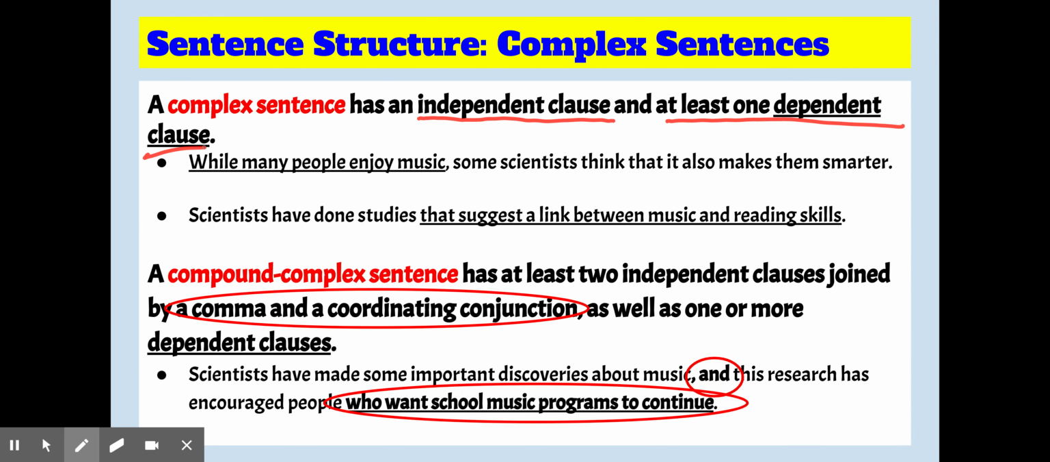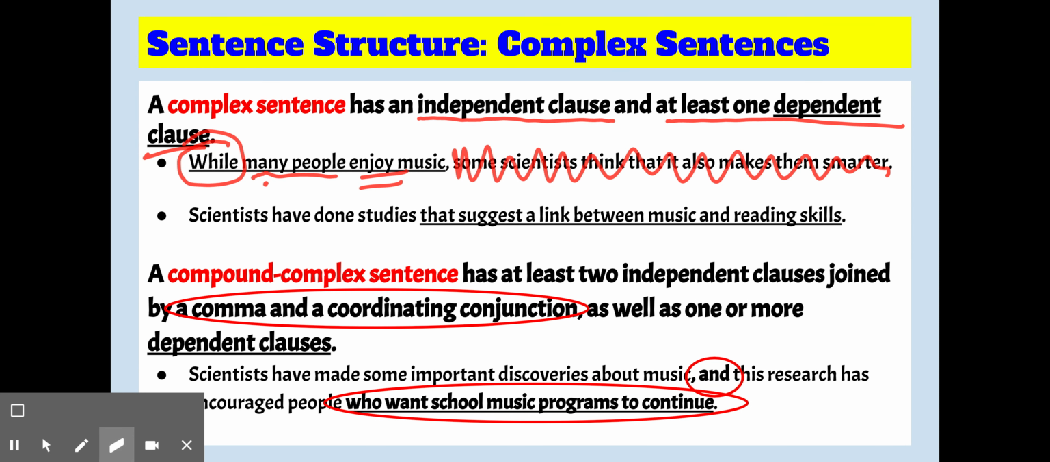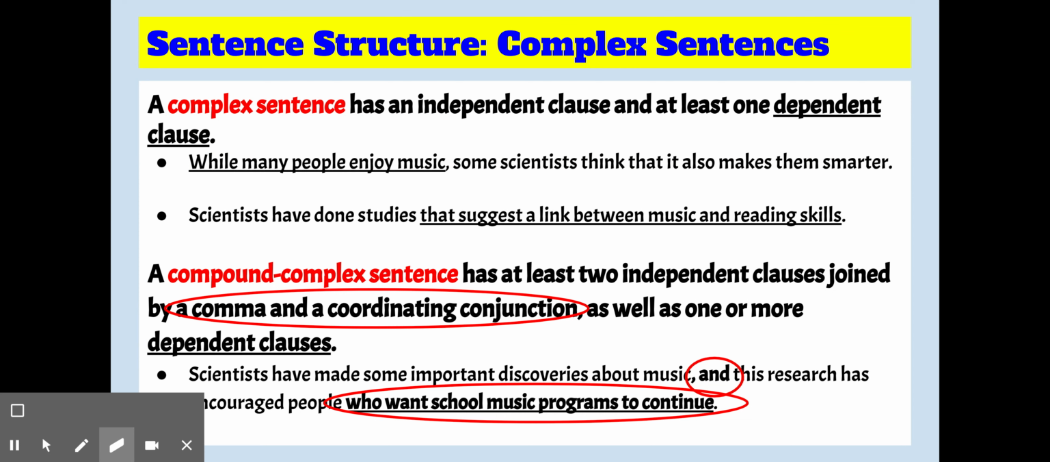Well, I have what's called a subordinating conjunction right here with while, and I have while many people enjoy. It's my verb. I still have my subject and my verb. If I cut the rest of this sentence out, I have a subject and a verb, so I have a clause. But if I just have while many people enjoy music, it's not a complete thought, which means this cannot stand alone. So it's going to need the help of the other side of the sentence, which is where we get our independent clauses.